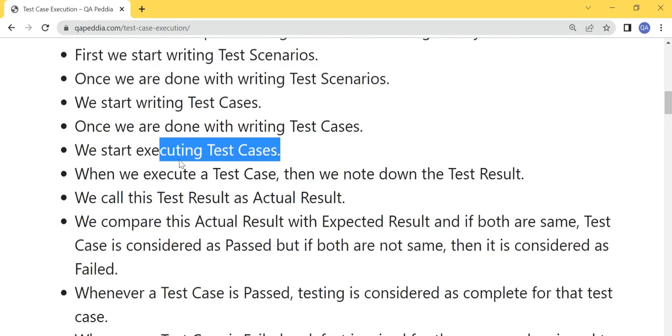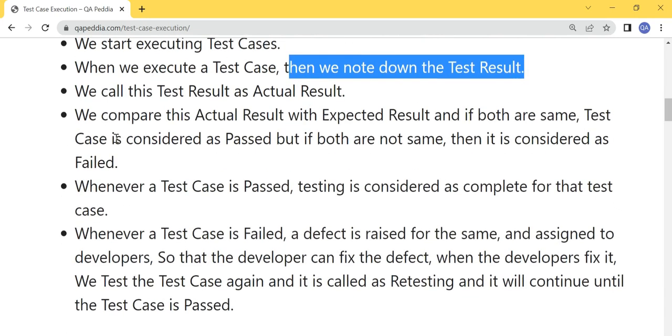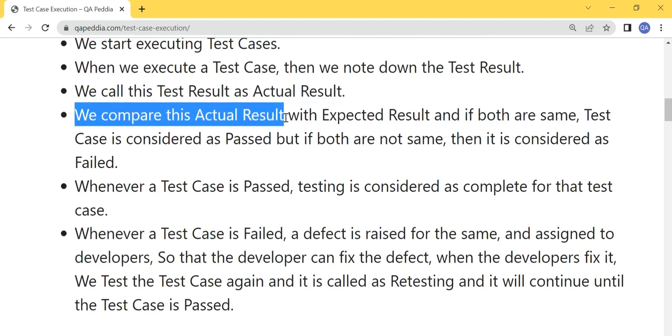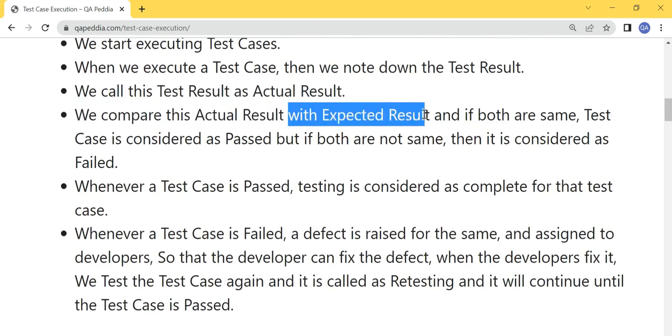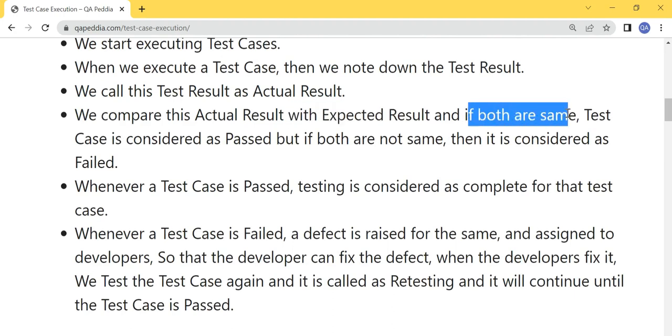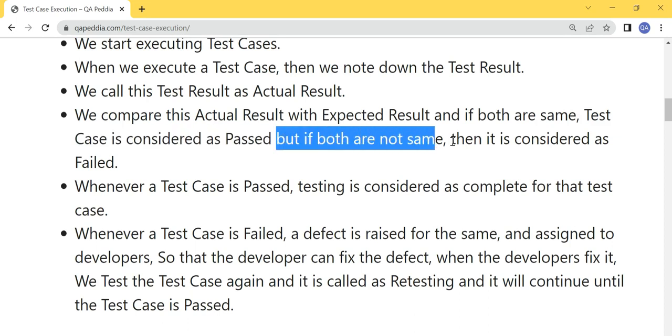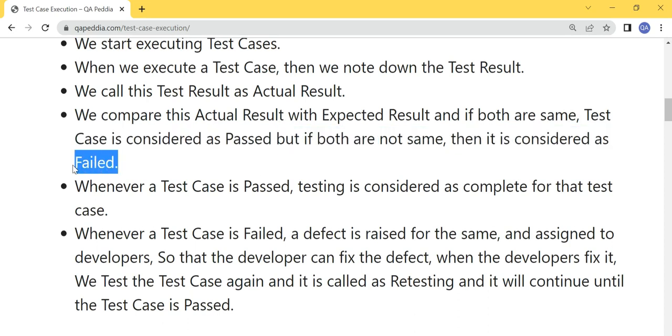And when we execute a test case, we note down the test results, and those test results are called actual results. Now we compare this actual result with the expected result, and if both are the same, then the test case is considered as passed. But if both are not the same, then it is considered as failed.